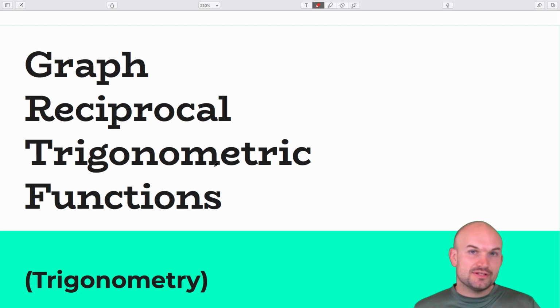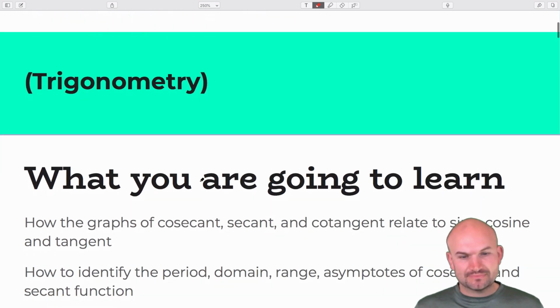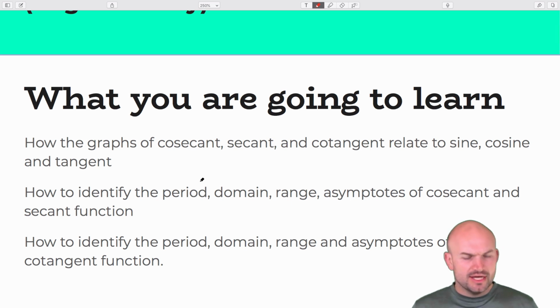Again, these are the notes that I went through in my class, and what I'm going to do is just work through this lesson one more time, so I can have some answers for you and for them. Basically, we're just going to learn where these graphs come from, how they relate to sine, cosine, and tangent, and then how to find the parts.